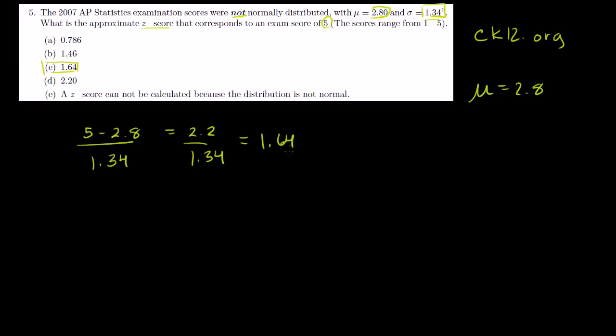It's 1.64. And I think the only tricky thing here might have been, you might have been tempted to pick choice E, which says a z-score cannot be calculated because the distribution is not normal. I think the reason you might have had that temptation is because we've been using z-scores within the context of a normal distribution. But a z-score literally just means how many standard deviations you are away from the mean. It could apply to any distribution that you can calculate a mean and a standard deviation for. So E is not the correct answer. A z-score can apply to a non-normal distribution. So the answer is C. And that's a good point of clarification to get out of the way.